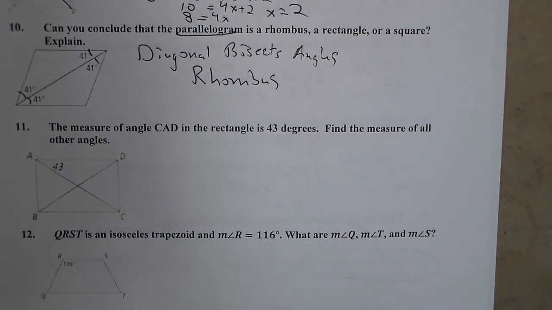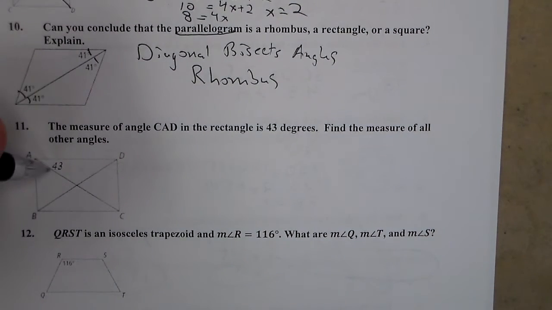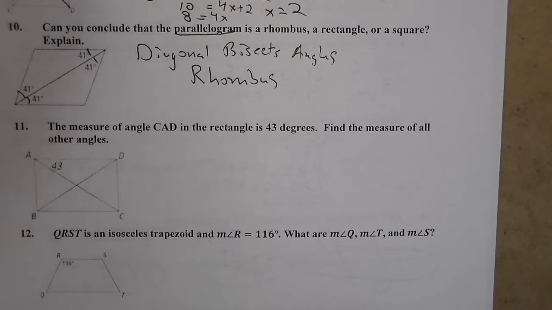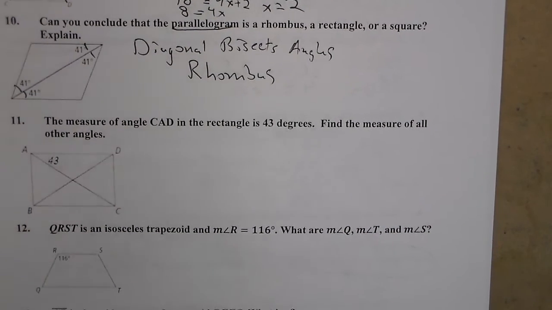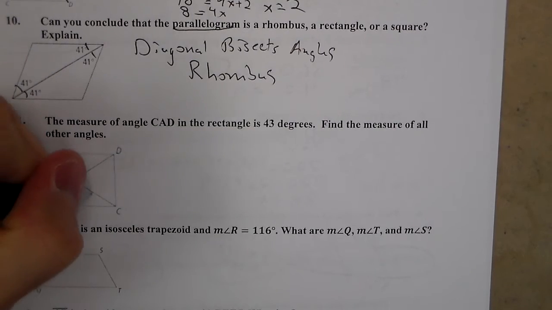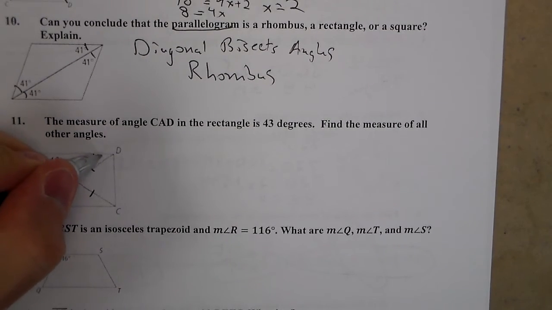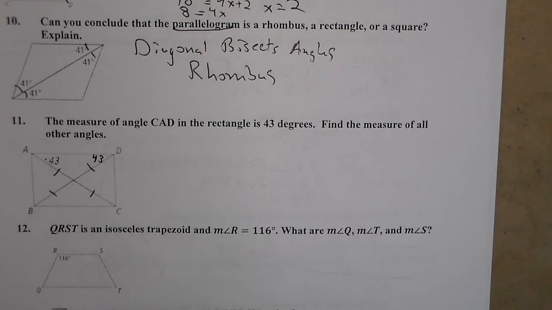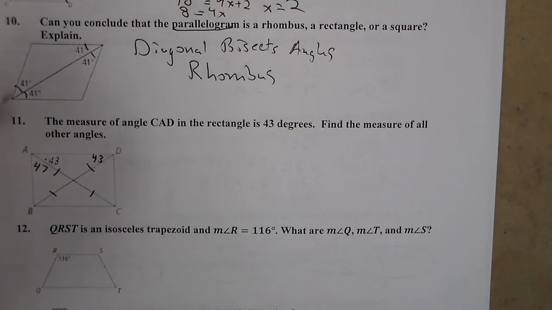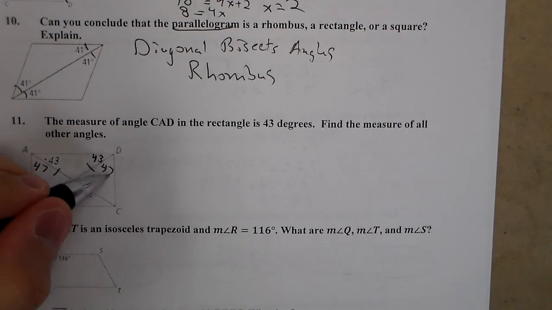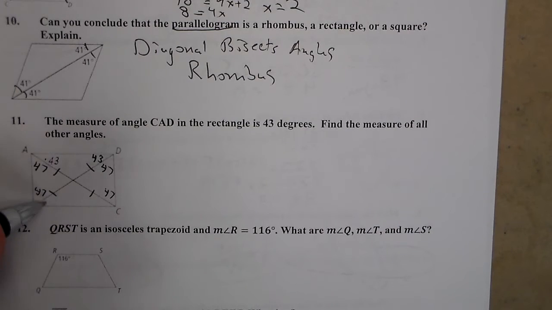For 11, we have angle CAD in the rectangle is 43 degrees. We need to find all other angles. Now, I know in a rectangle that diagonals bisect each other. They're also congruent. So if that's 43, I also have a 43 here. We can also use the fact that the angles add up to 90 degrees. So this is 47, which we can match over to 47. 47 here matches to 47. Then we go 43, 43.